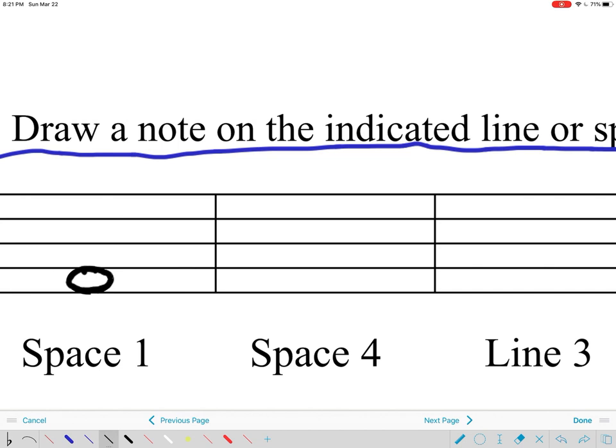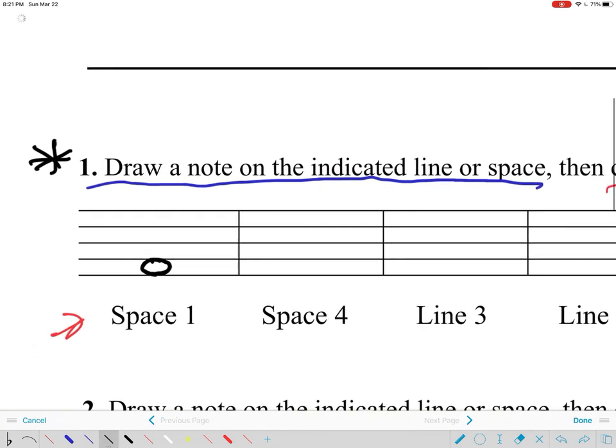Please remember that when you're drawing on a line, the circle must not go higher than the line above or lower than the line below. Let's look at the next example, space number 4. So we're going to count up from the bottom just as we did on the previous worksheet. 1, 2, 3, 4. And on that fourth space, we'll draw our next note.